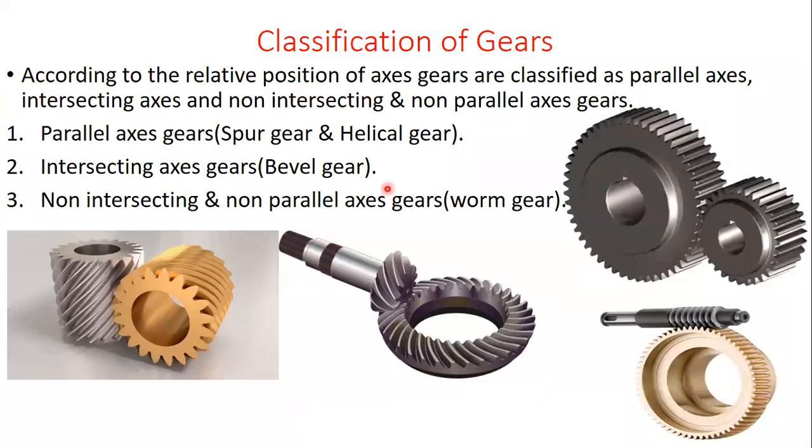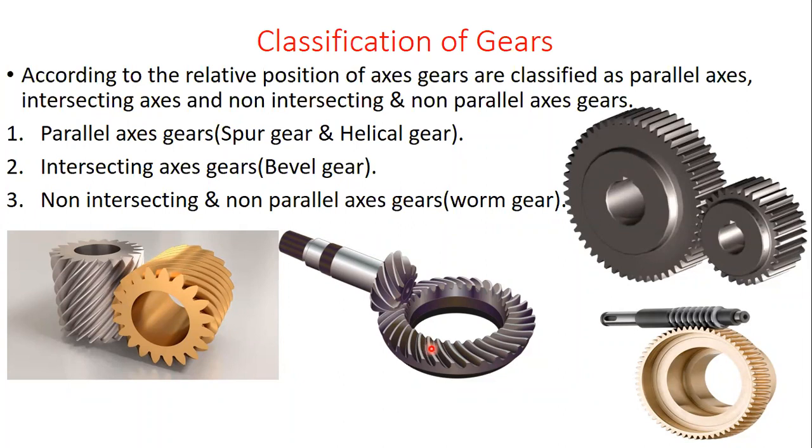And the second one is the intersecting axis gear. If the axes of the shafts on which the gears are mounted are intersecting, here you can see that the axes of the shafts on which the gears are mounted are intersecting, and such types of gears are called intersecting axis gear, and the example is a bevel gear. Here you can see that this is a bevel gear.